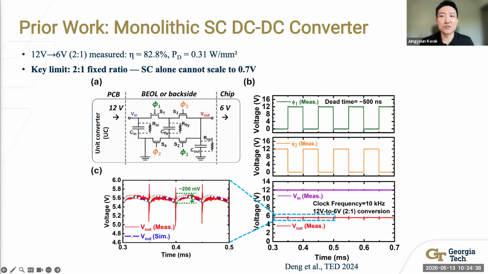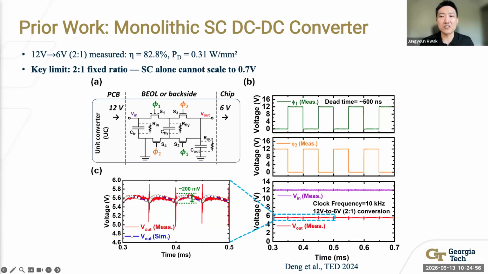Here, figure A shows the schematic of the 2-to-1 switched capacitor DC-DC converter. It illustrates the input voltage path from the printed circuit board to the monolithic 3D switched capacitor DC-DC converter, which delivers intermediate voltage to the chip.